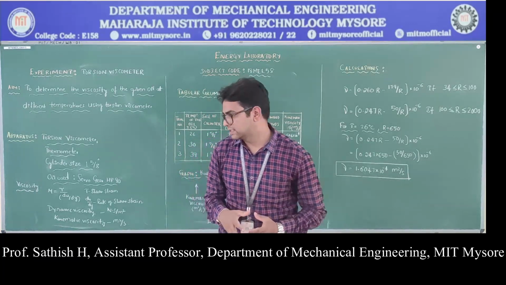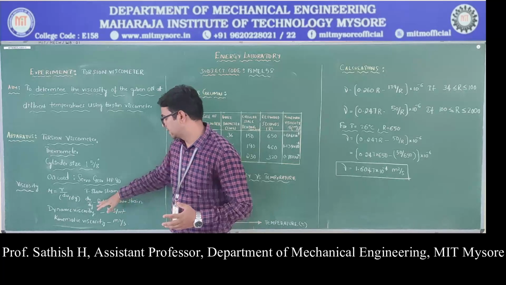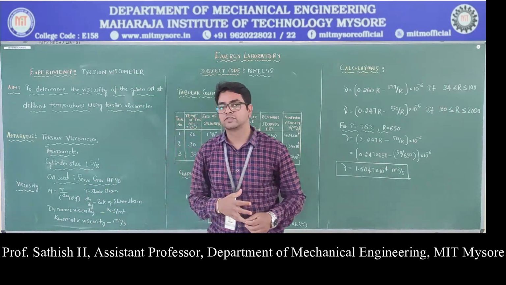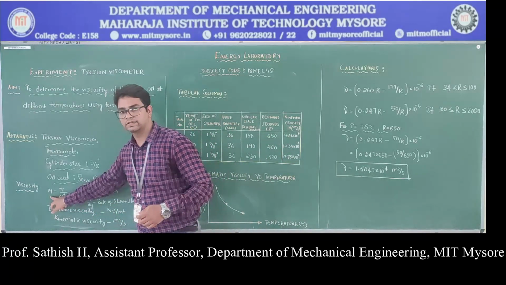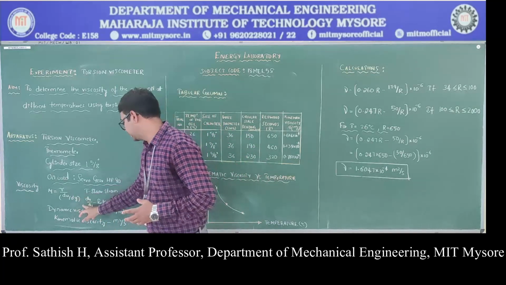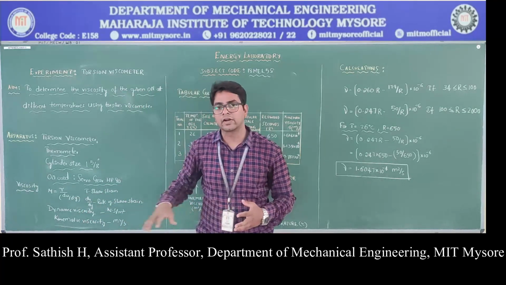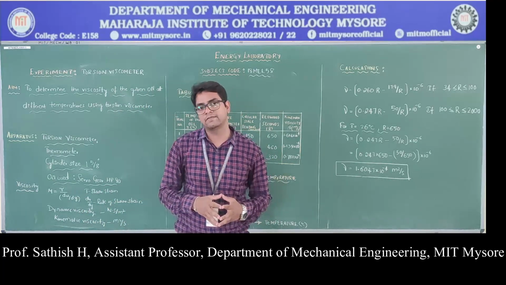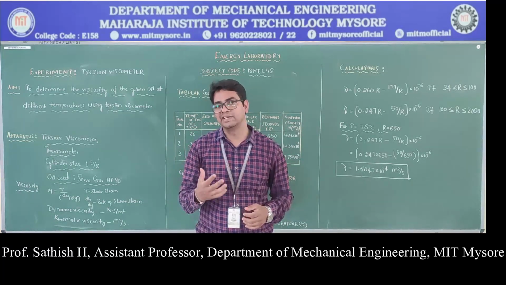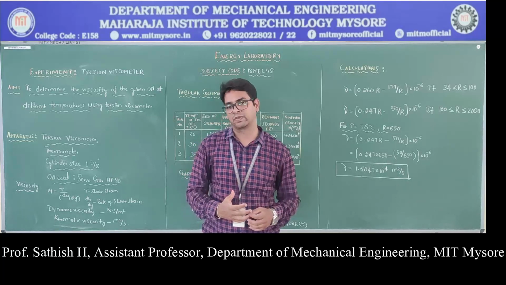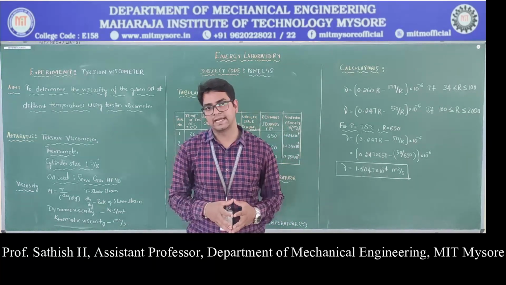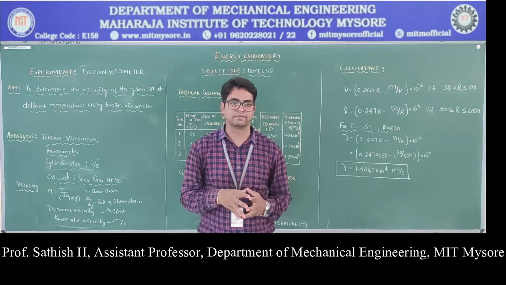Viscosity can be given as mu is equal to tau divided by du by dy. Mu is the notation for the viscosity, tau is the shear stress, and du by dy is the rate of shear strain. According to this relation, we can define viscosity as the shear stress caused per unit rate of shear strain. Basically, viscosity is broadly classified as dynamic viscosity and kinematic viscosity.